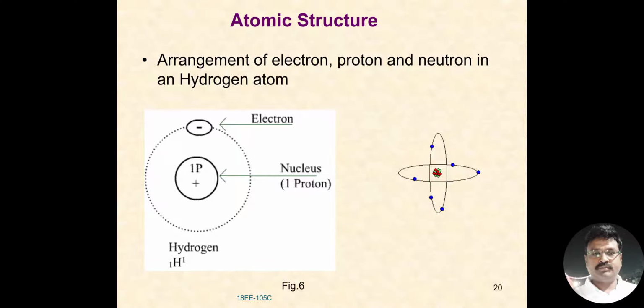Generally, an atom is electrically neutral. If an atom loses an electron, it becomes a positive ion. If an atom gains an additional electron, it becomes a negative ion.